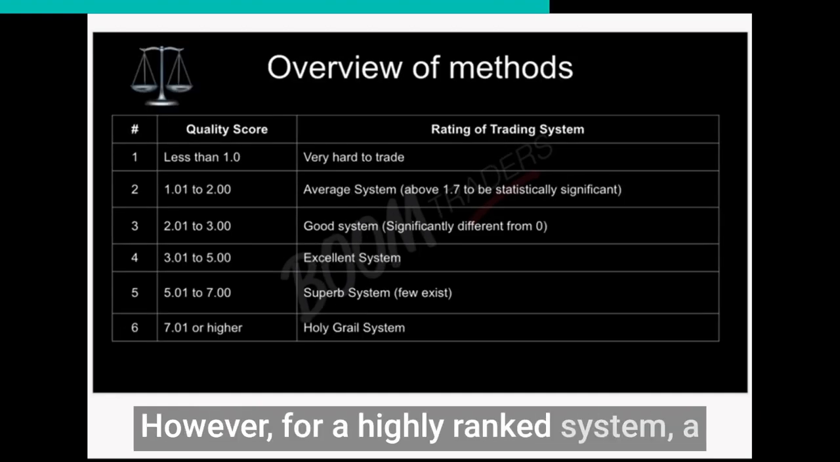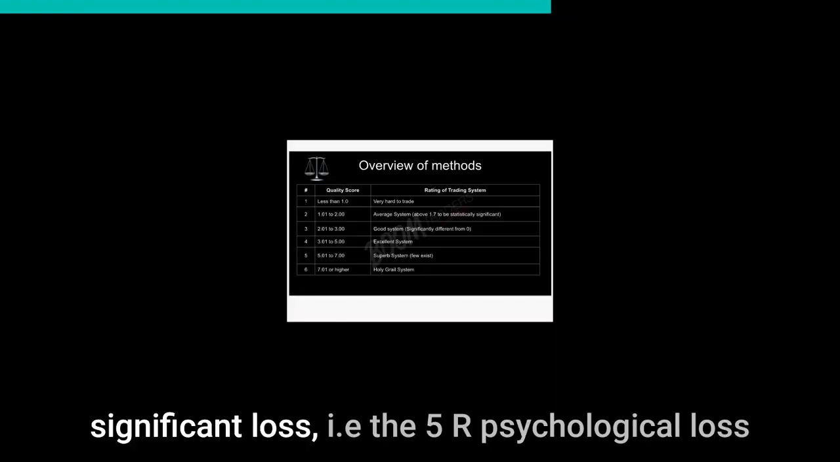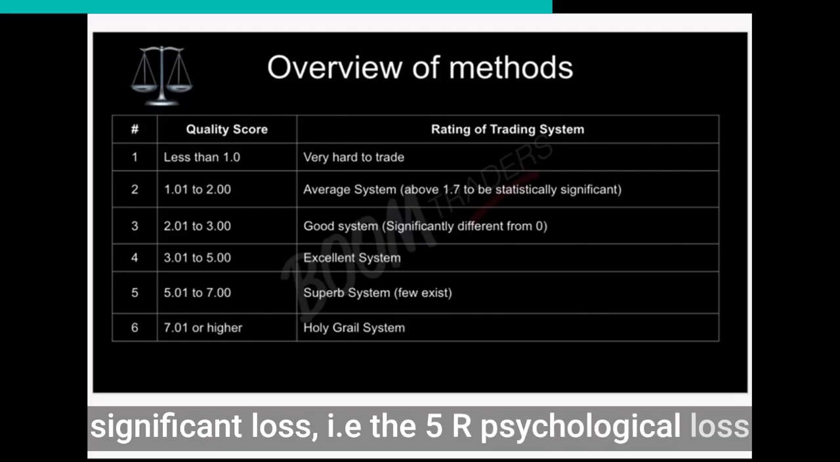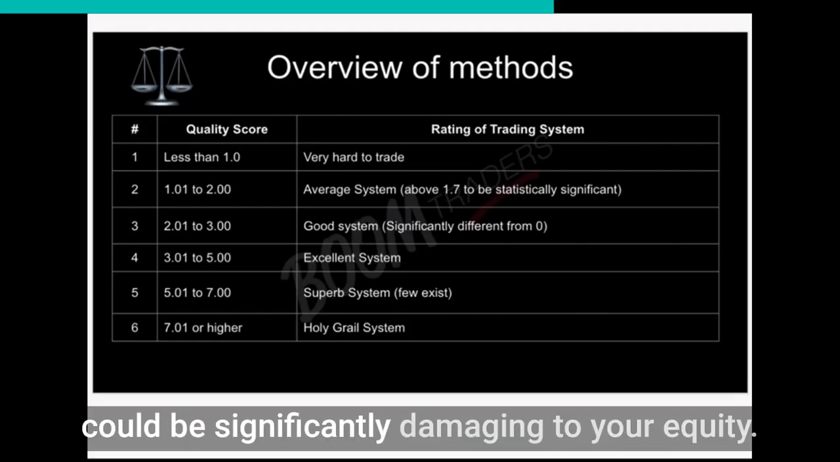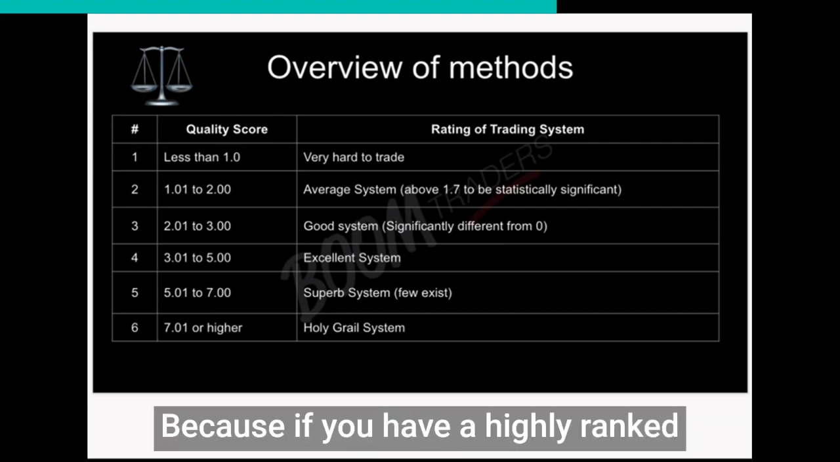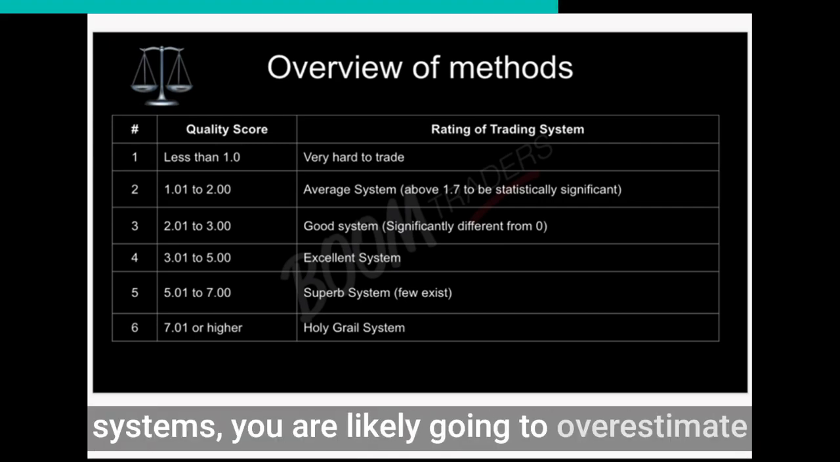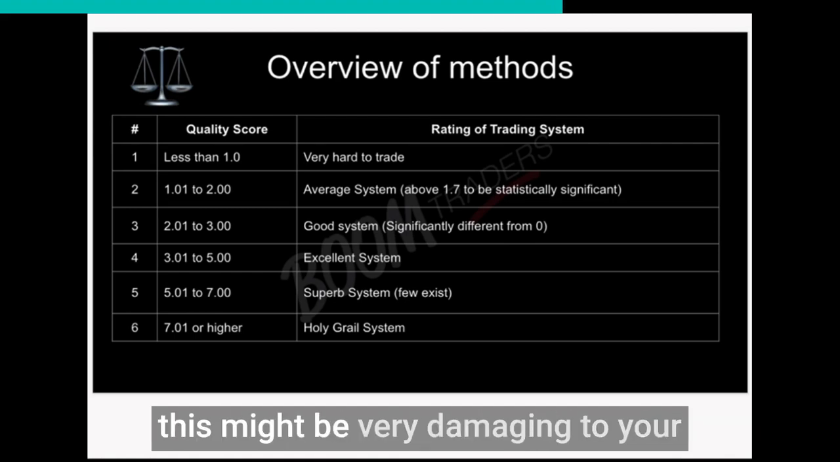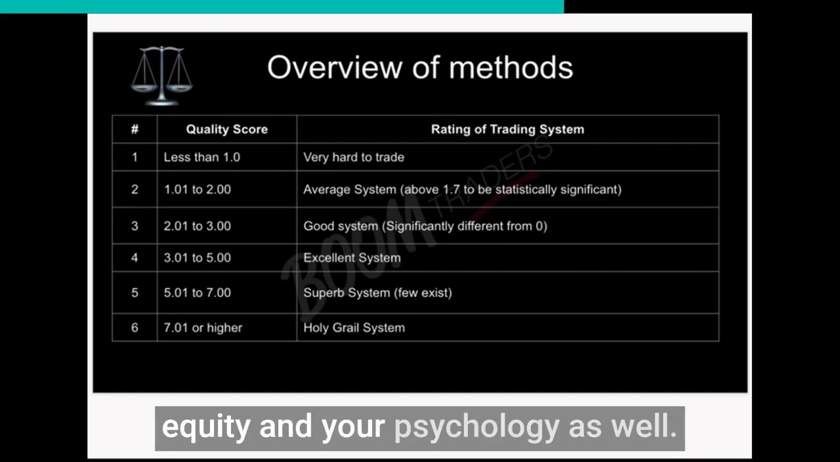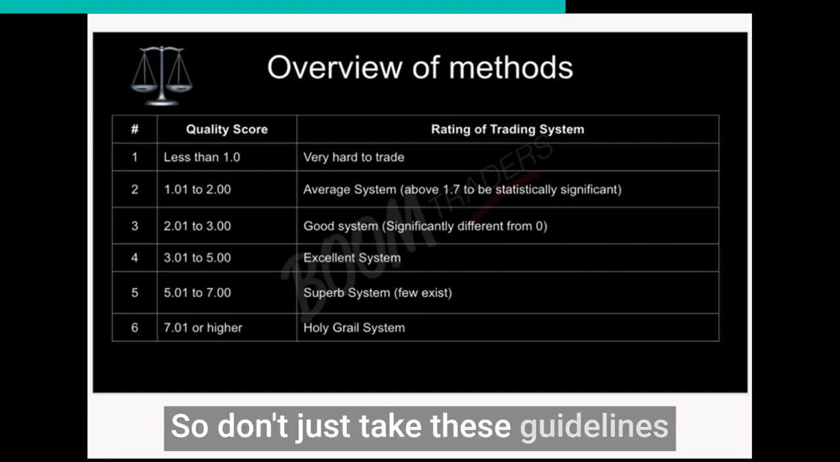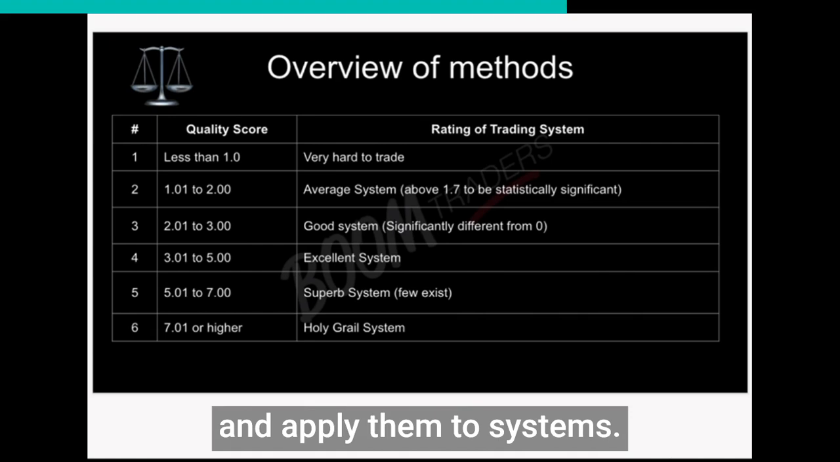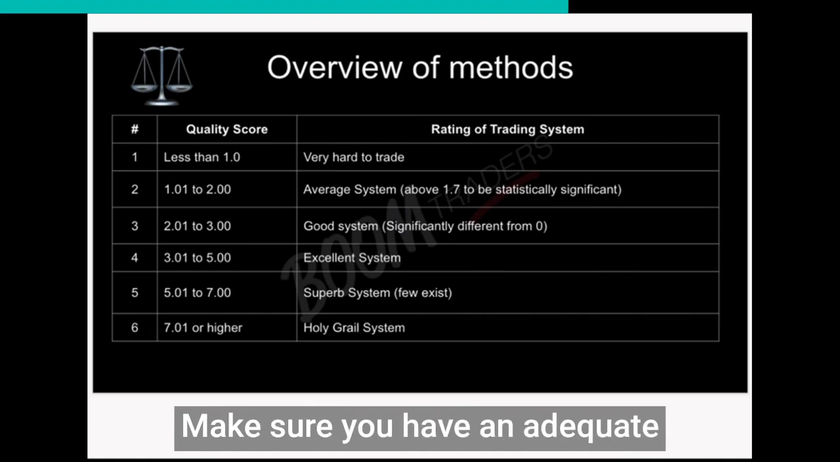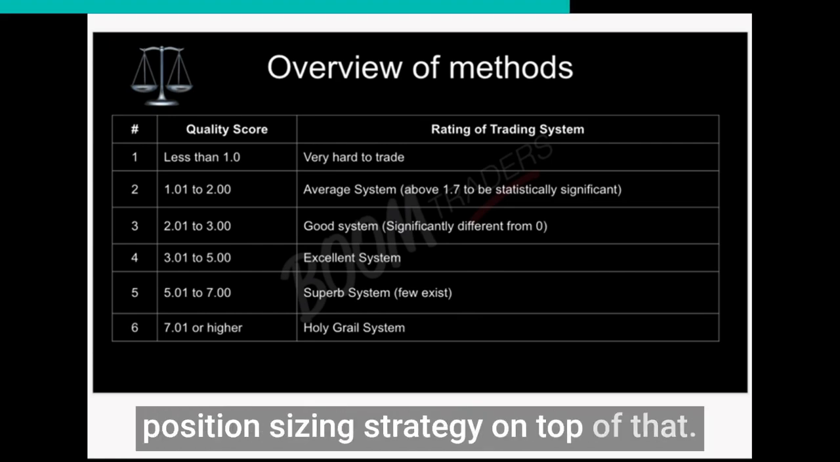However, for a highly ranked system, a significant loss, if it's a black swan event, could be significantly damaging to your equity. Why? Because if you have a highly ranked system, you are likely going to overestimate your position sizing and bet bigger than you should. Hence, this might be very damaging to your equity and your psychology as well. So don't just take these guidelines and apply them to systems. Make sure you have an adequate position sizing strategy on top of that.